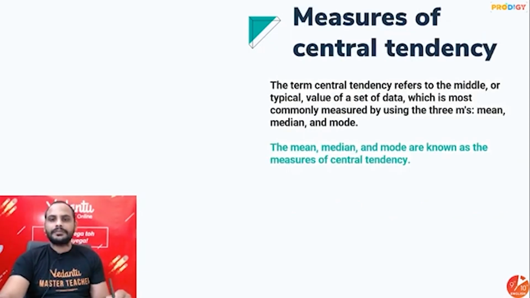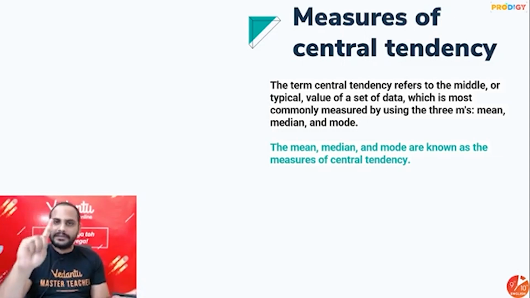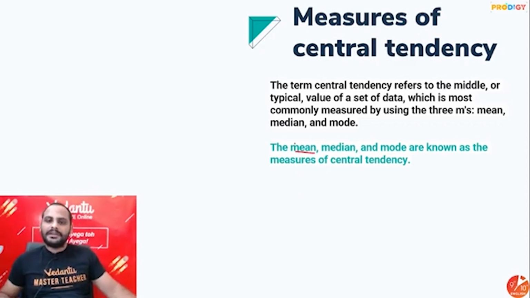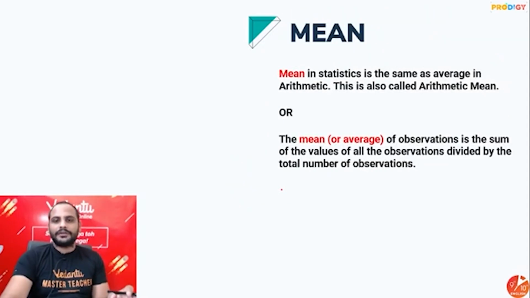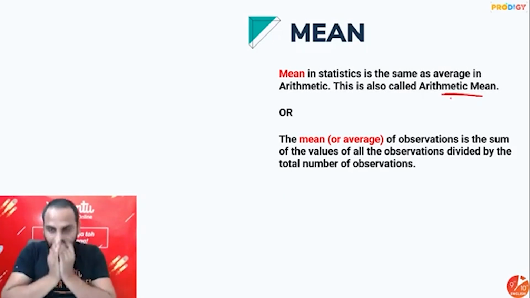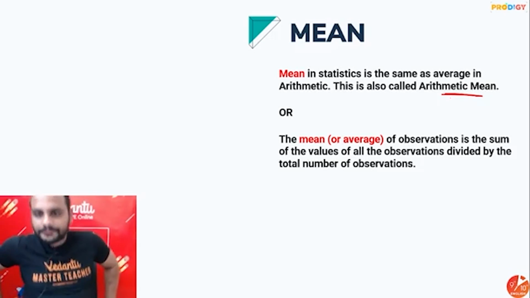Now, measure of central tendency. There are 3 types of central tendency: median, mean, and mode. We'll be starting with mean, and mean's meaning is average. The normal average which we do, that is called your mean. It is also called arithmetic mean, the average which you have studied.